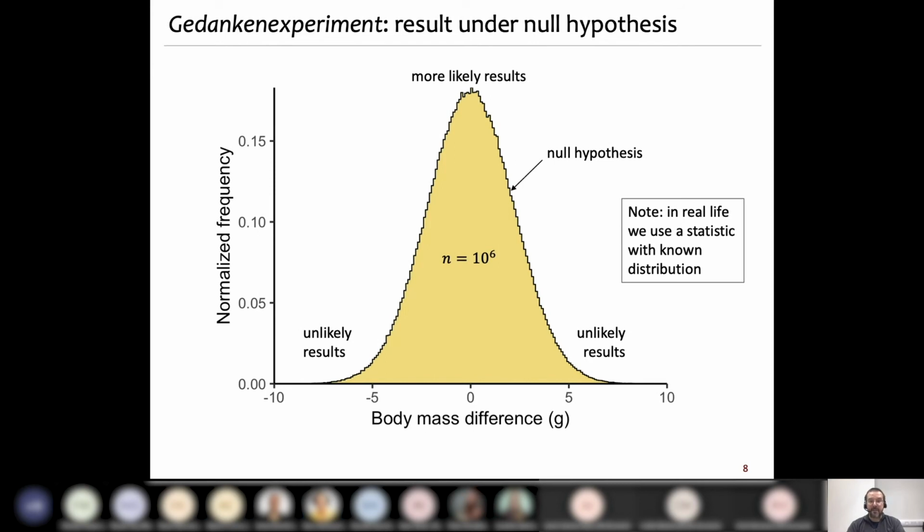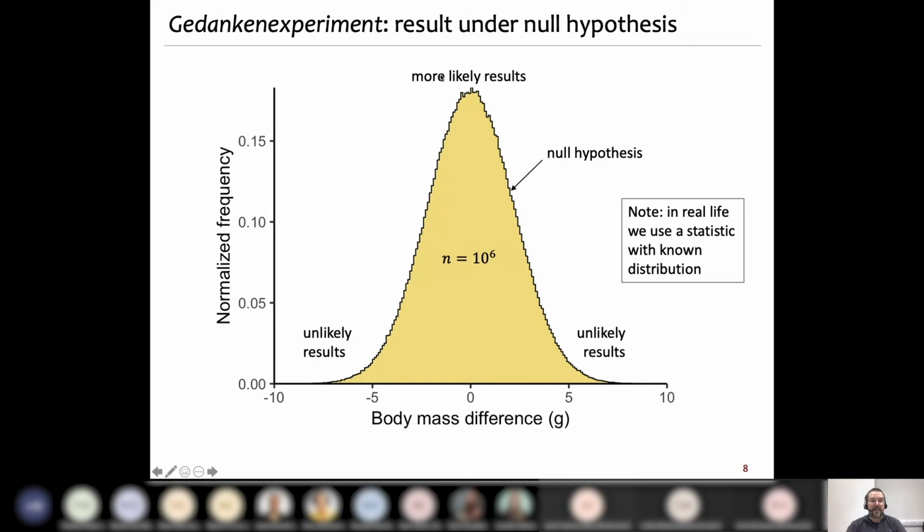This is our result under the null hypothesis. I have to say it again. This means that we assumed that the null hypothesis is true. So in this experiment, we know the null hypothesis is true. The distribution here represents all 1 million simulated results.